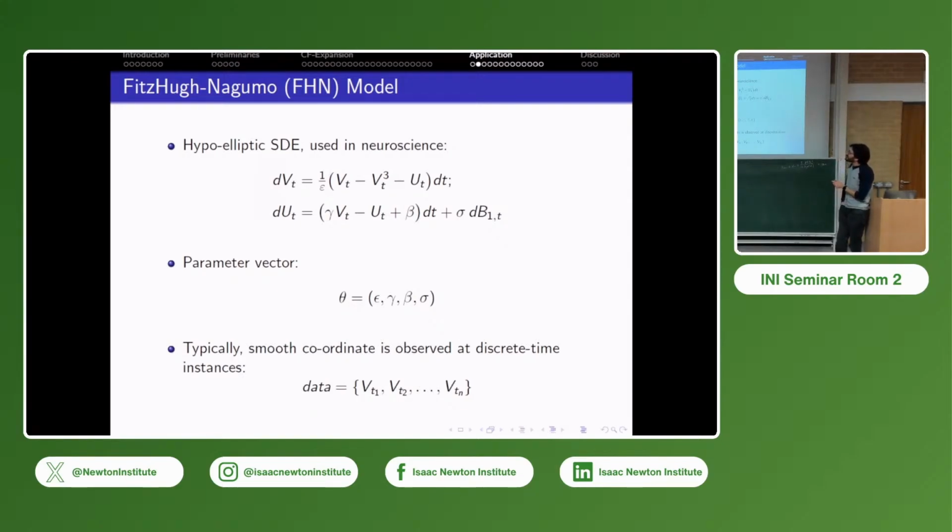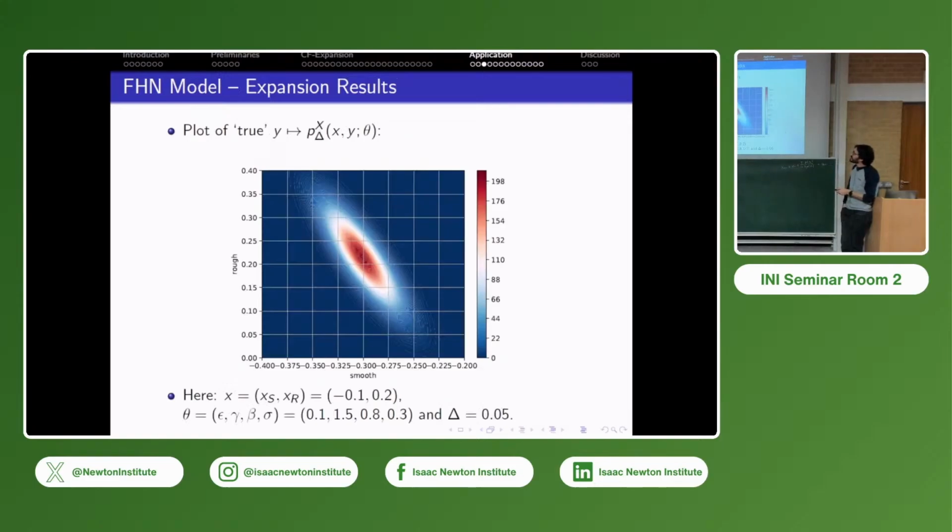Okay, there's an example here. If you ever use hypo-elliptic SDEs, you will probably make use of this model, the FitzHugh-Nagumo model. Everybody uses this example when they look at hypo-elliptic SDEs. There is an unknown parameter. Usually, in all these types of hypo-elliptic models, people observe the smooth component. In physics, for instance, you have the location, which is smooth, and then you have the velocity, which gets the noise.